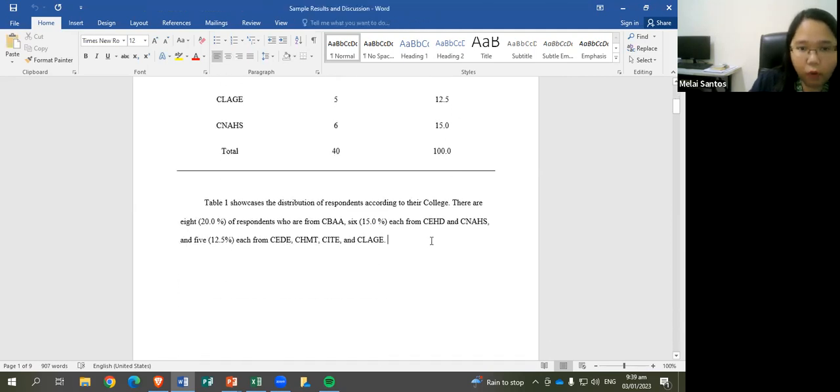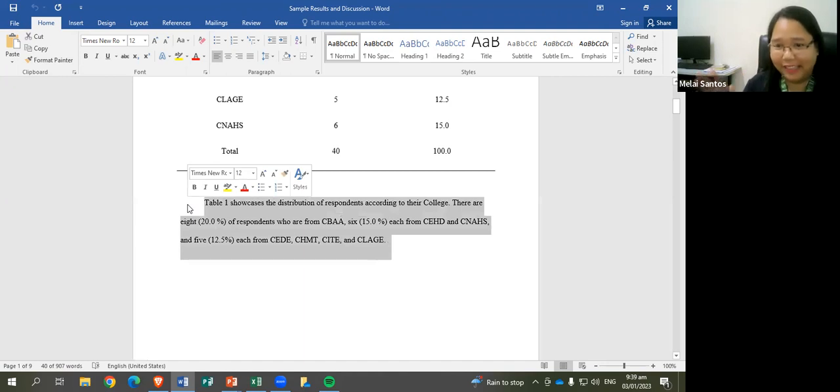So for your interpretation of data, you just have to write down what it is that you see. So the table shows, or the table showcases the distribution of respondents. Just put it there. Again, as a general rule, if your numbers are not greater than 9, they should all be spelled out. But if they are 10 and above, they should be written as figures, right? So these are all that you need to put. It's not that difficult, right? It's so easy, easy peasy.